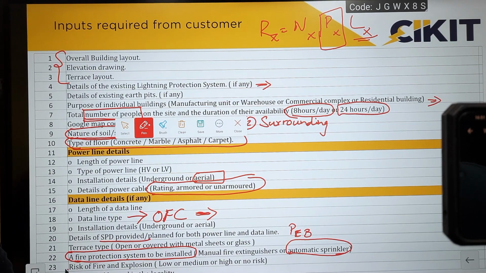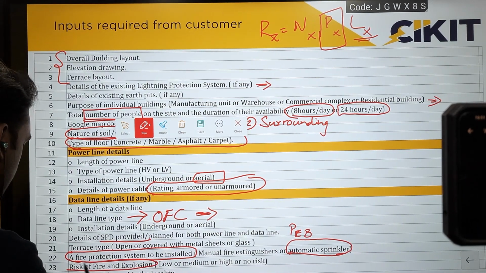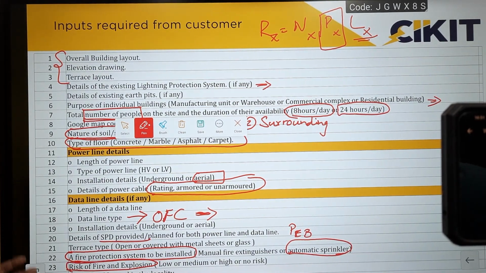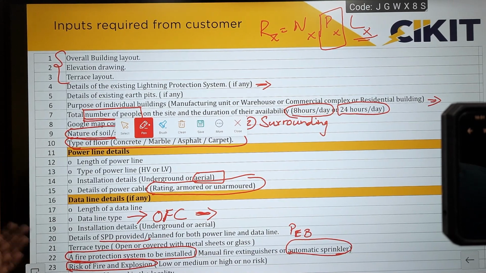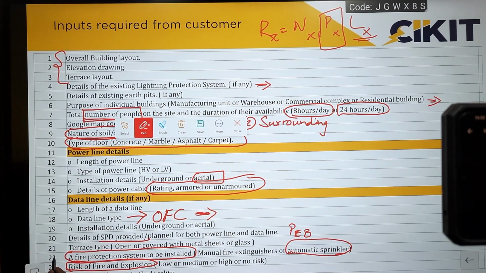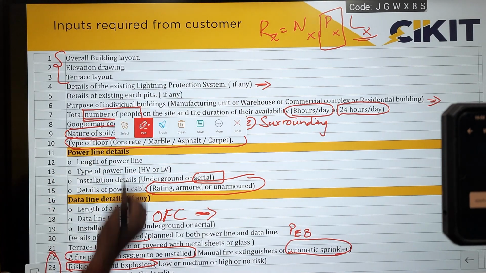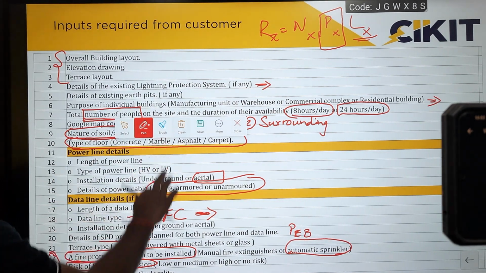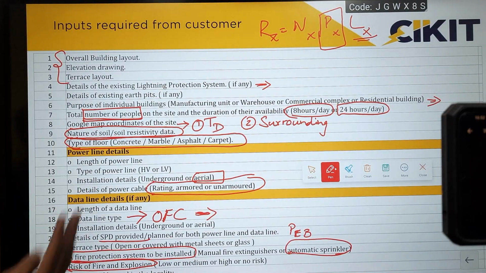And risk of fire and explosion. The risk of fire and explosion won't be there for all the buildings. If for the particular site condition there is any special hazard, if there is a component which is highly inflammable, then we are getting the corresponding details for calculating the loss component of this risk component. So all of these will be related to the loss component LX. These are the details which we need to collect from the customers for performing the risk assessment calculations.